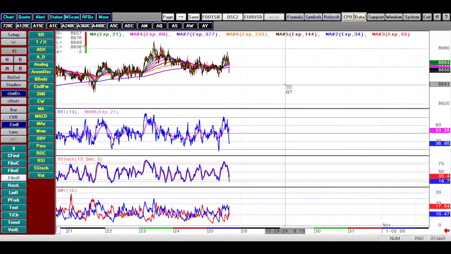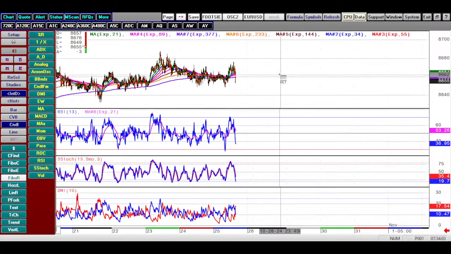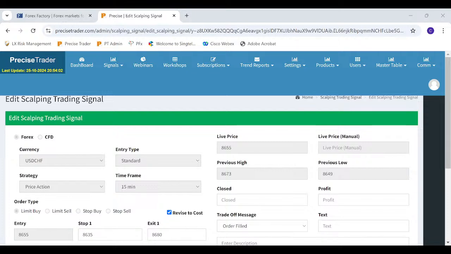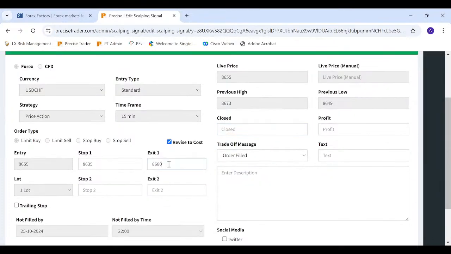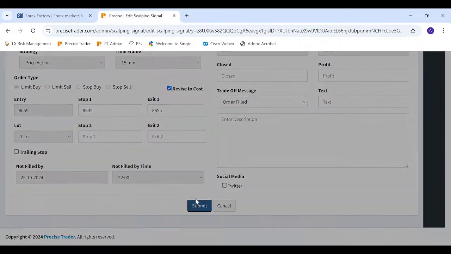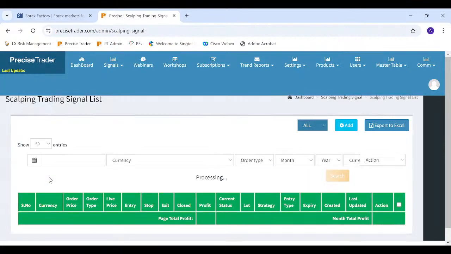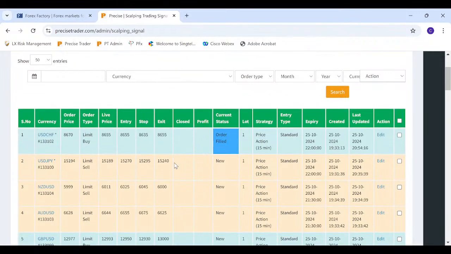Okay, we got an order fill on dollar Swiss. I suggest we close that trade. Let me check and close the trade. Because today the funny thing is all are moving in different directions. We are not getting any clear direction.